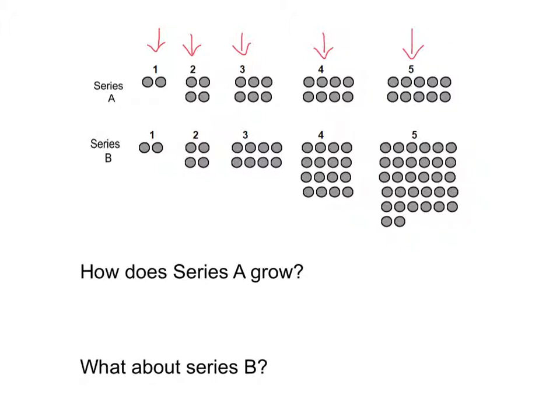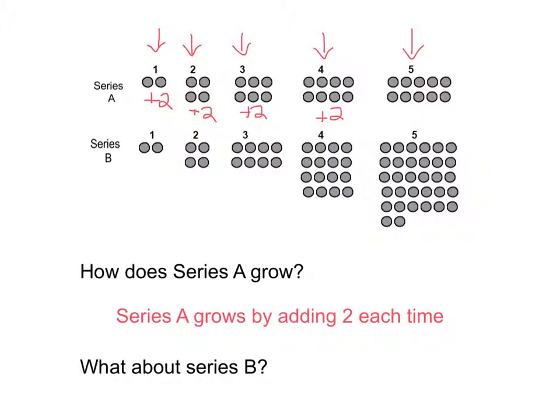As we look at Series A and B, we can very quickly see that Series A happens by adding 2 each time. Every time we add 2, we increase the number of dots and we create the next cycle. So Series A grows very straightforward.